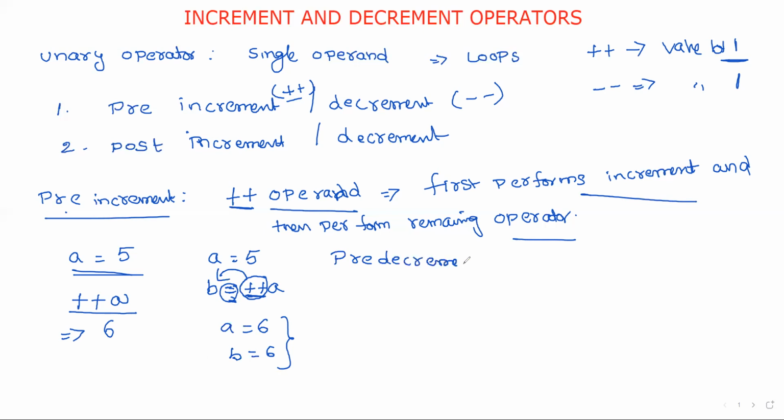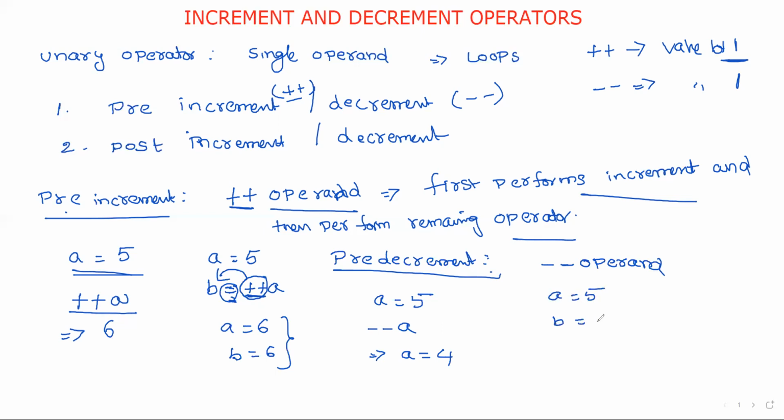Pre-decrement. The same concept, but instead of plus plus, we are using minus minus. So A is equal to 5. Minus minus A means A becomes 4. If it contains a single unary operator, it is not a problem. The same case, A is equal to 5, B is equal to minus minus A. First it performs the decrement operation, A is equal to 4, and then B is equal to 4.